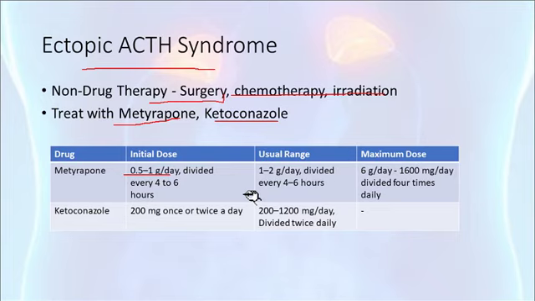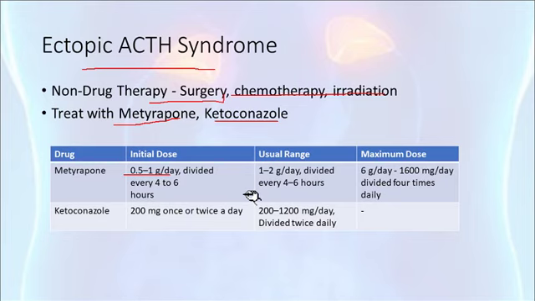So if you were going to give say 1 gram per day every 6 hours, that would be approximately 250 milligrams every 6 hours, or 2 grams per day would be 500 milligrams every 6 hours, up to a maximum dose of 6 grams per day, which is approximately 1500 to 1600 milligrams divided into 4 doses.